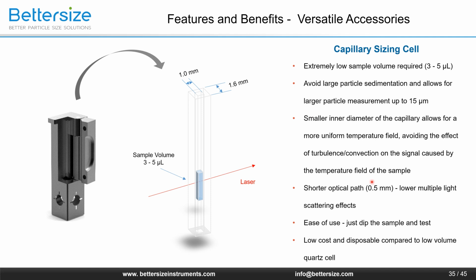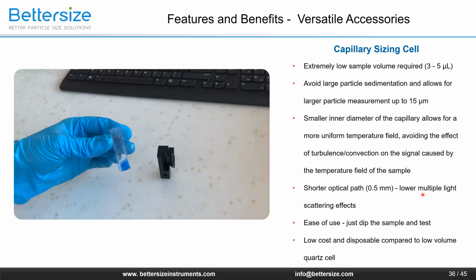For the size measurement of the BeNano, there's a cuvette designed for ultra-micro-volume samples, called the capillary sizing cell. Extremely low sample volume, down to 3 microliters, is required. It can avoid large particle sedimentation, so microparticle measurement becomes possible. It has a very small inner diameter, which is 1 millimeter, to avoid the effect of turbulence or convection on the signals. Another benefit of a small inner diameter is the low multiple light scattering effect that affects the size result.